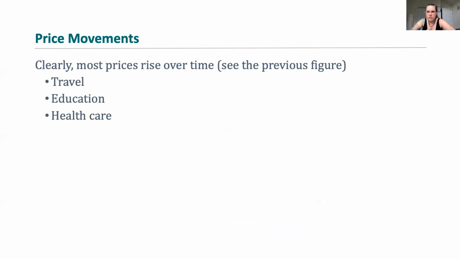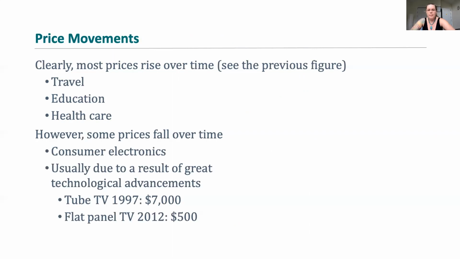So what we saw in the last figures is basically you can always expect prices to rise over time, especially in travel, education, and healthcare categories. But there are some categories where prices actually tend to fall over time. And most of this is in technology. Because as a result of technological advancements, we usually are able to purchase the same technology at cheaper prices over time. So the best example of this is televisions.